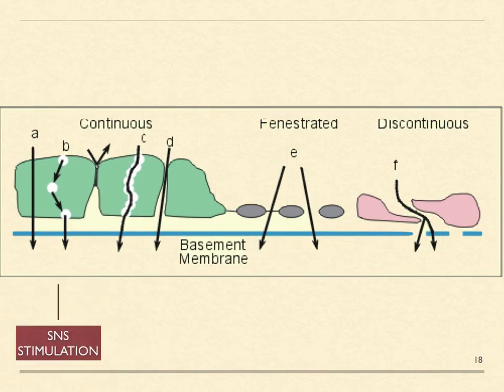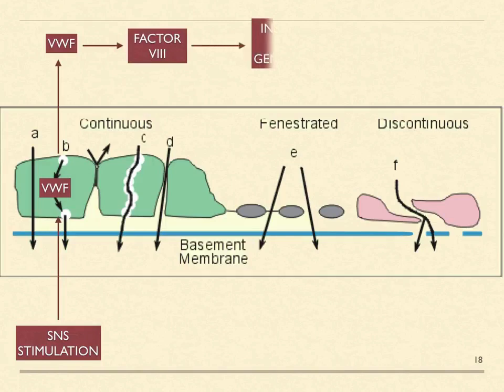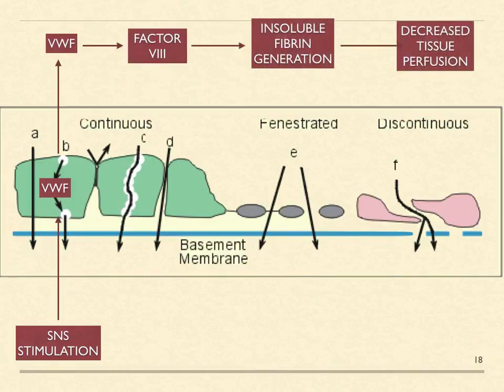Sympathetic nervous system stimulation causes the vascular endothelium to release von Willebrand factor into flowing blood, which exaggerates factor 8 activity and increases insoluble fibrin generation in capillaries and flowing blood. This has widespread effects. Insoluble fibrin increases blood viscosity and inhibits tissue perfusion. The intense sympathetic nervous system stimulation activates capillary hemostasis and causes infarction.